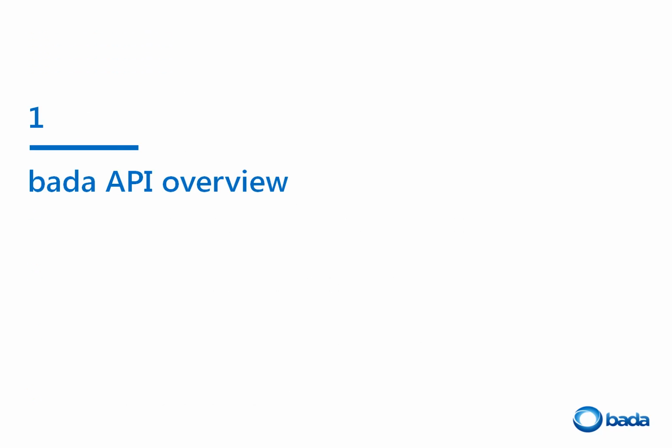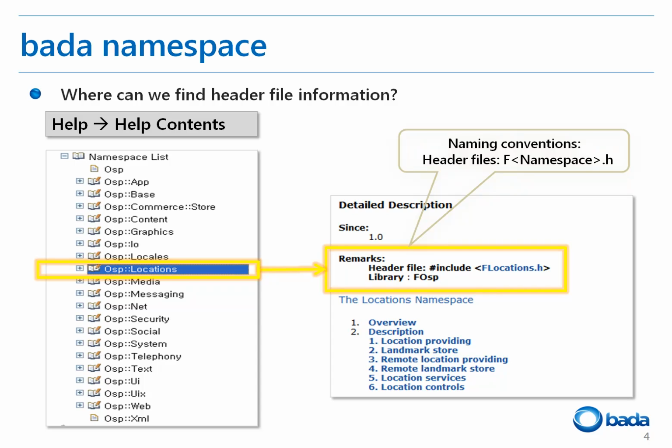In the bada API overview, we'll discuss the bada namespaces and privilege levels in more detail. Here is the bada namespace list, which is displayed in the bada SDK help content. You can select or explore each namespace if you want to see more content in detail. This will take you to the overview and the individual APIs for the selected namespaces.